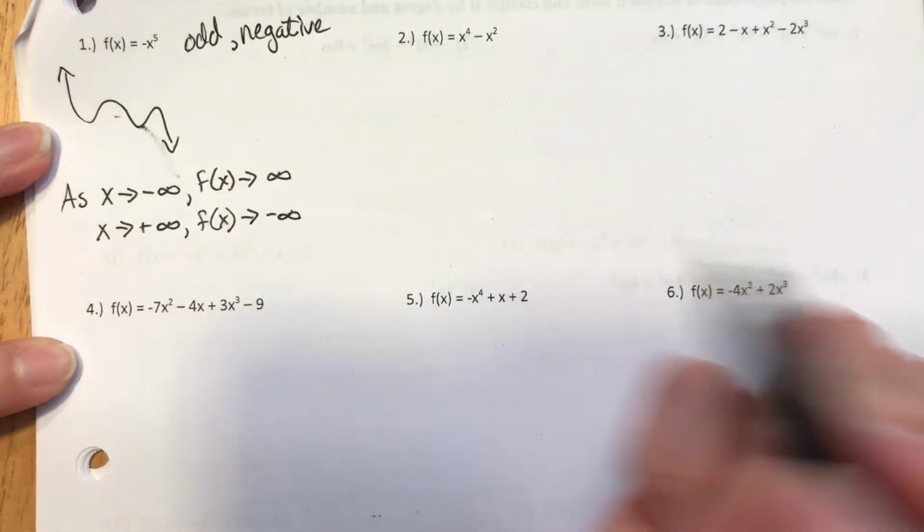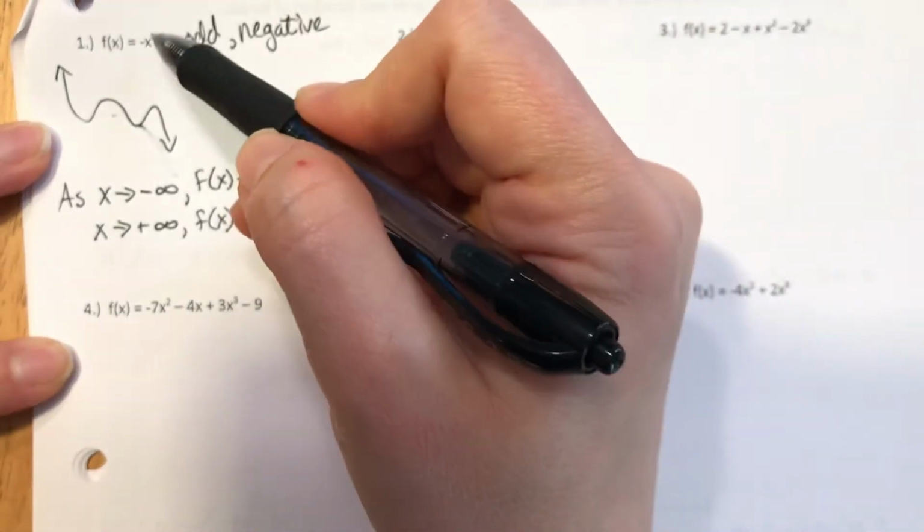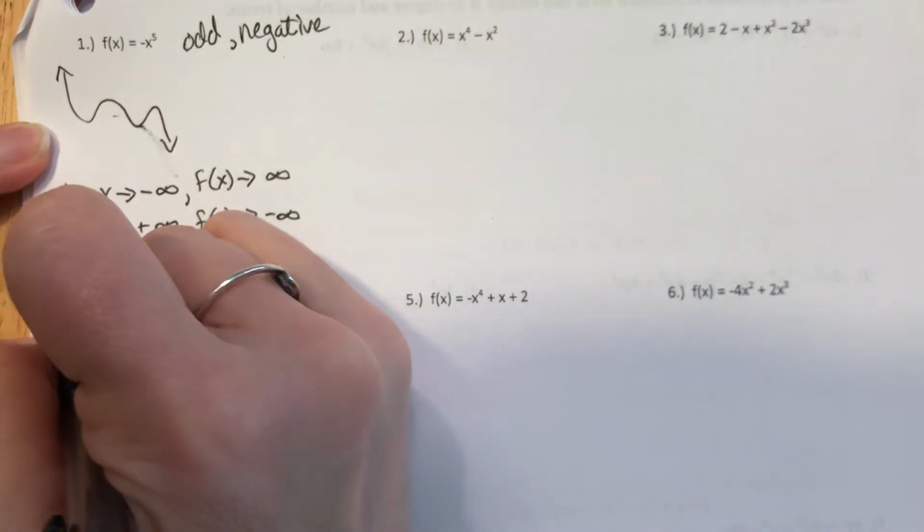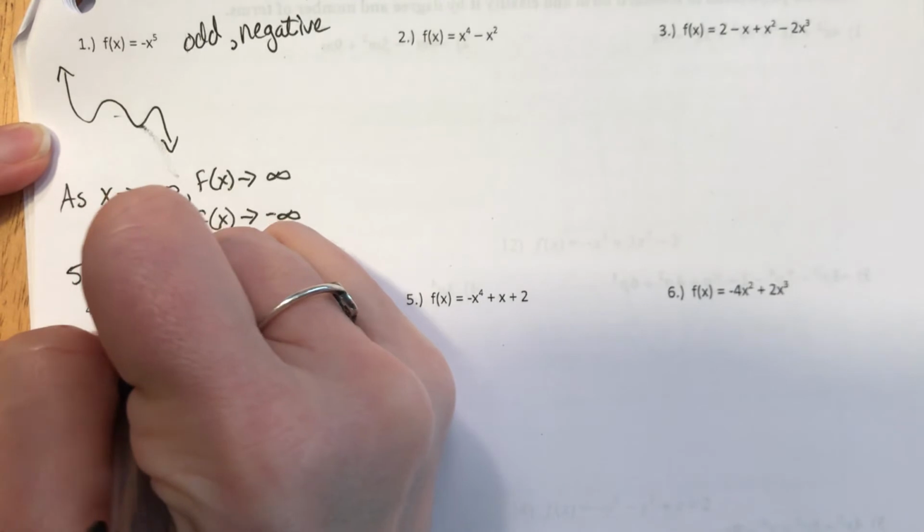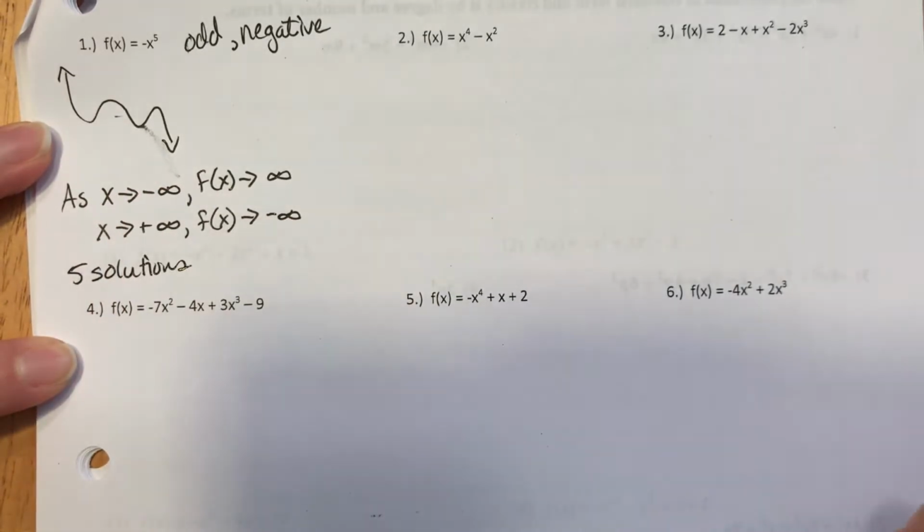And how many solutions do we have? If you have x to the 5, that means there could be 5 solutions. That's what it's asking for.